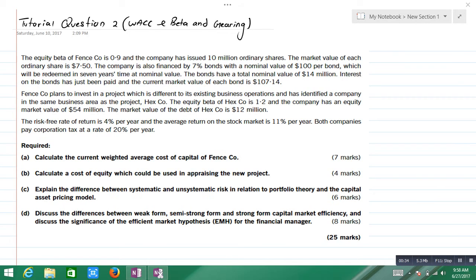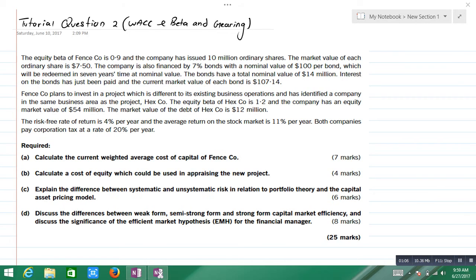So let's start. Let's go through the question now. We have a few requirements here. A and B is going to be your calculation, C and D is your theory. Look at the A, calculate the current weighted average cost of capital of Fansco. B, calculate the cost of equity which could be used in appraising the new project. So they have a new project in that question.